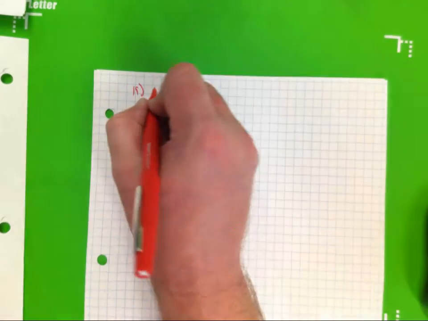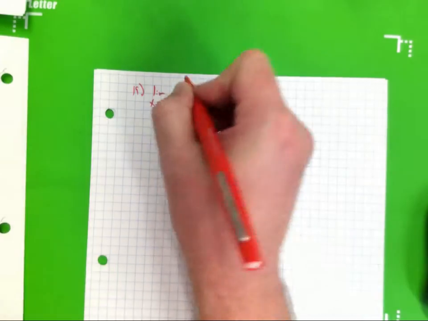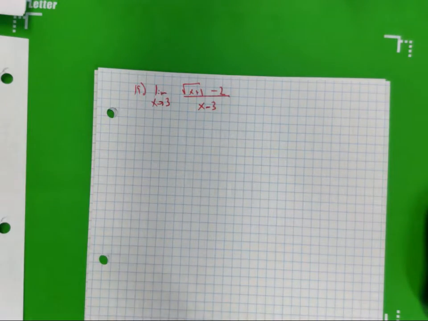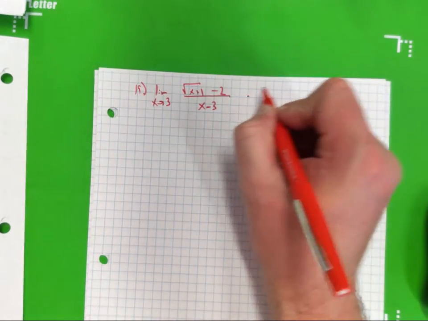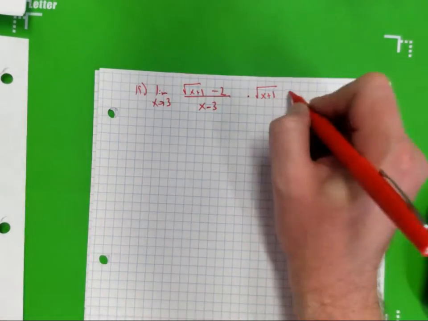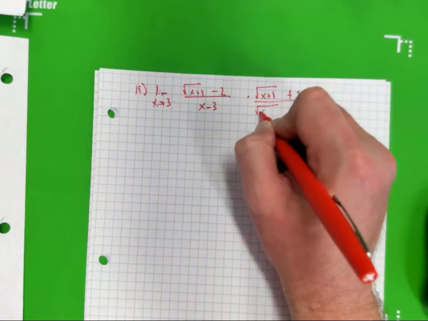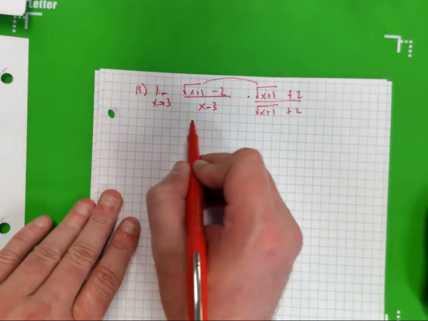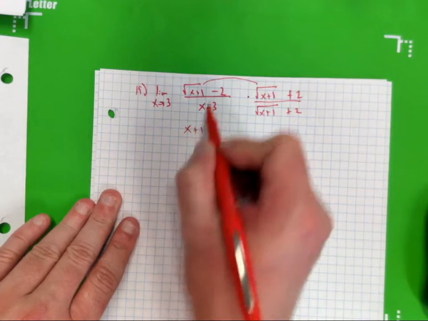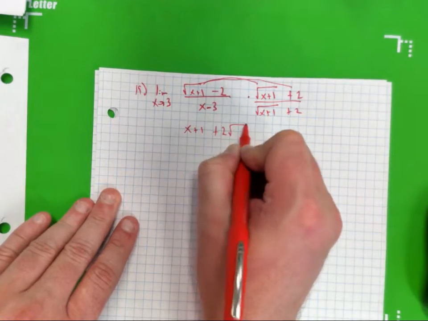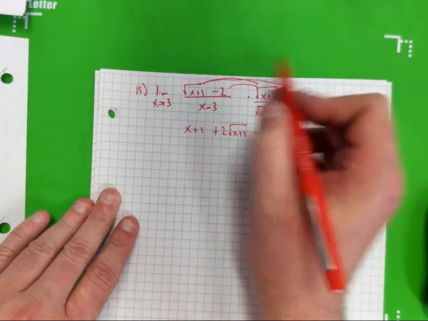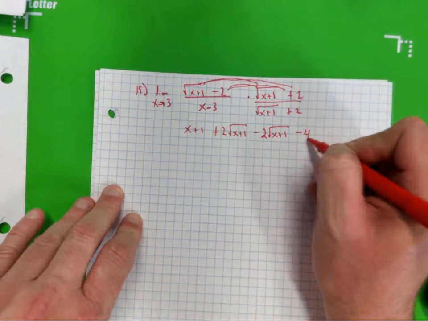Number 19: the limit as x approaches 3 of square root of x plus 1 minus 2 over x minus 3. I plug 3 in, I get 0 in the denominator, so I have to pick up a strategy. What strategy am I going to do? I'm going to multiply the numerator and denominator by square root of x plus 1 plus 2. This times this, what happens to those square roots? Cancels out. This times this is plus 2 square root of x plus 1. This times this is minus 2 square root of x plus 1. And then negative 2 times 2 is negative 4.